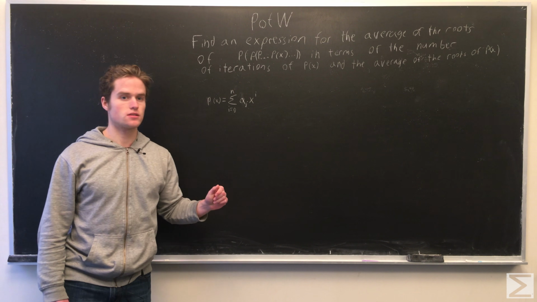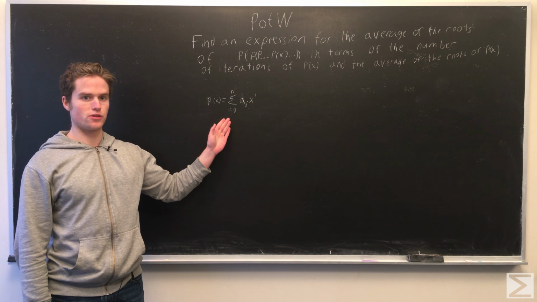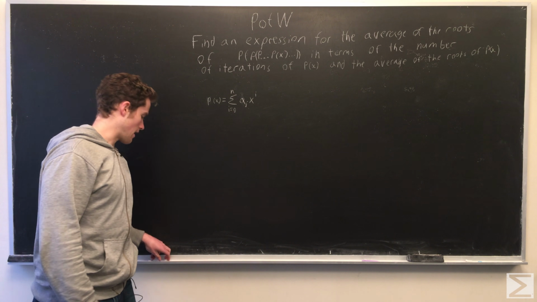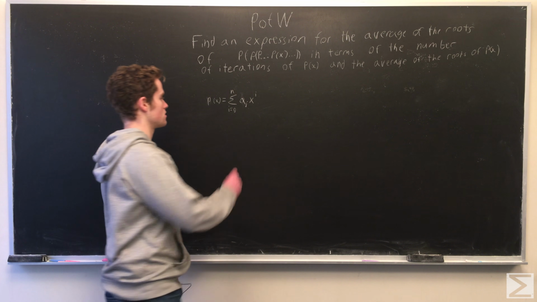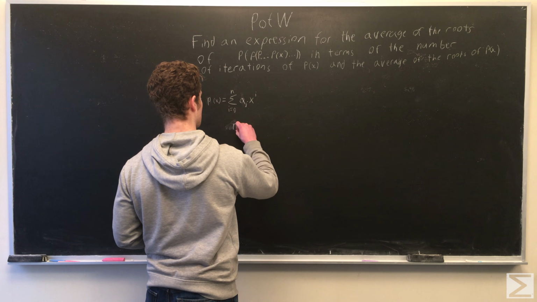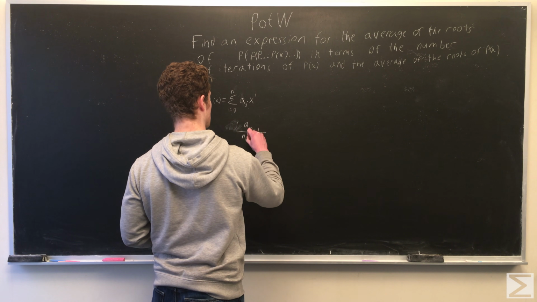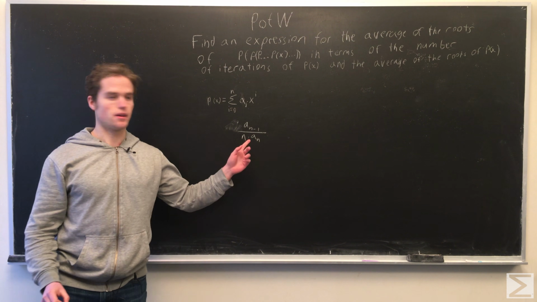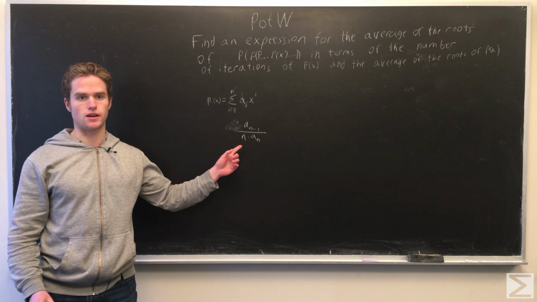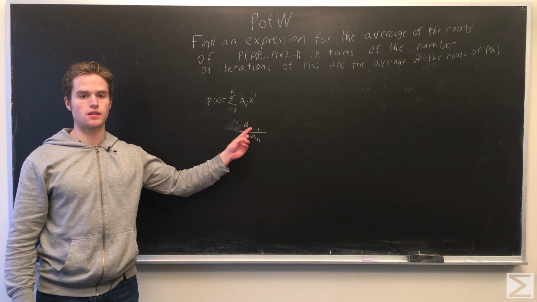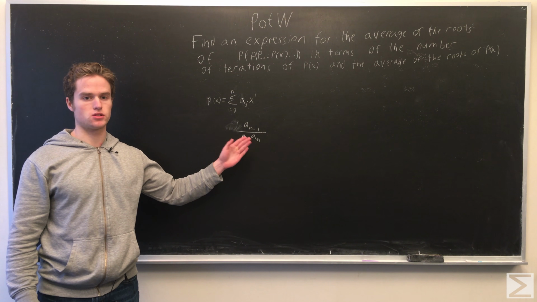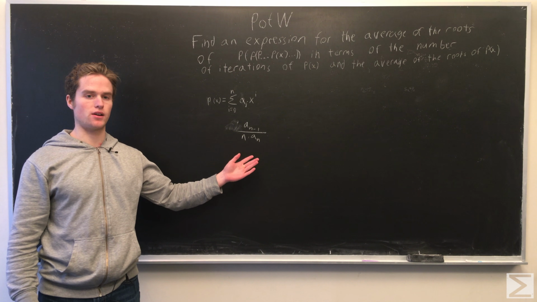To see this, first consider some polynomial p of x. Note that the average of the roots of this polynomial is just a n minus 1 over n times a of n. And this is because a n minus 1 over a of n is the sum of all the roots, and if we divide that by n, we get the average.